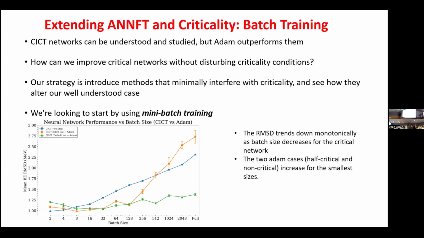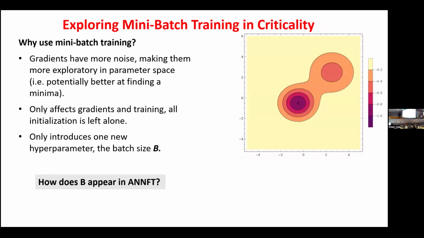And what we can see is when we look at the root mean square deviation for the binding energy here, I think the laser's dead. Oh, well. What we can see here is the blue network, which is the fully critical, and the other ones, which are the Adam networks. At a large batch size, with full batch, the critical network is being outperformed by the stock Adam network. But as we decrease the batch size, the critical network continues to improve, whereas at about batch size 8, the Adam optimizers start to perform worse.